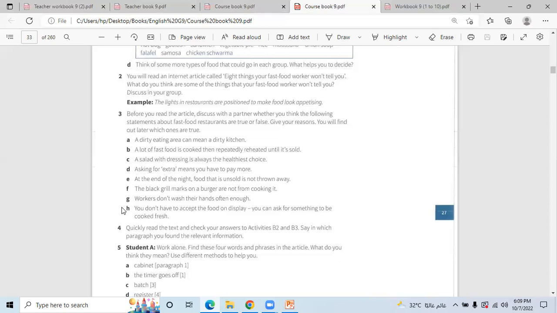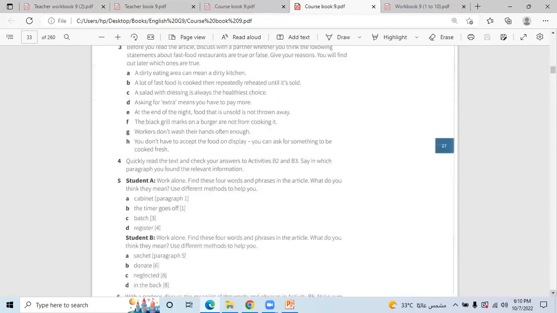And the black grill marks on a burger are not from the cooking. Yes, it is also reality. Sometimes they just put the grill marks on the burgers with the help of some iron stick, right? Workers don't wash their hands often enough. We can't say this, it varies.